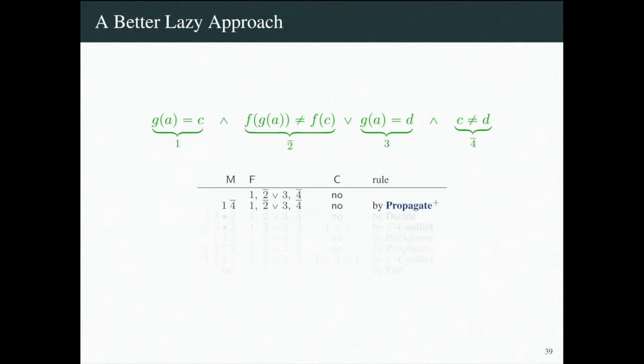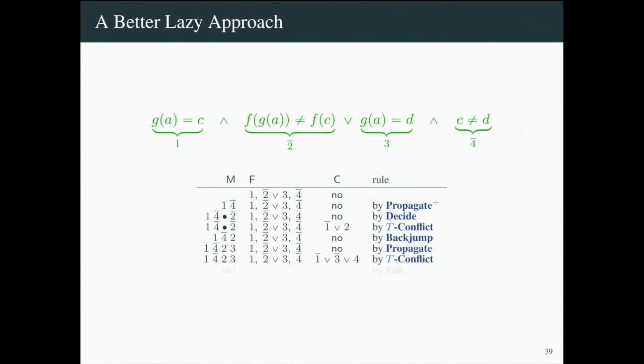We start the same, we propagate, we decide 2, but now we can immediately report the conflict, and notice we're just going to give back 1 and 2, because we know that 1 and 2 are in conflict just by themselves. Okay, so we get a stronger conflict clause here. Then we can back jump, propagate, and again find a conflict here. It turns out that there's also this problem. If g of a equals c and c equals d, then g of a equals d by transitivity, right? So 1 and 4 imply 3. So we also get a conflict there.